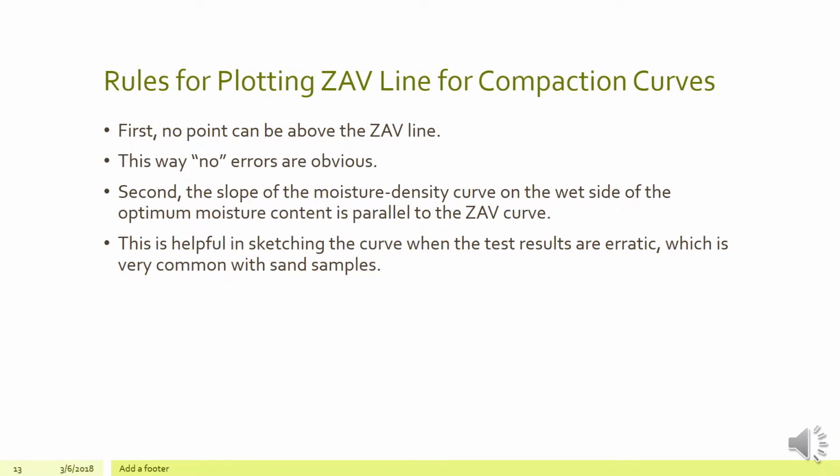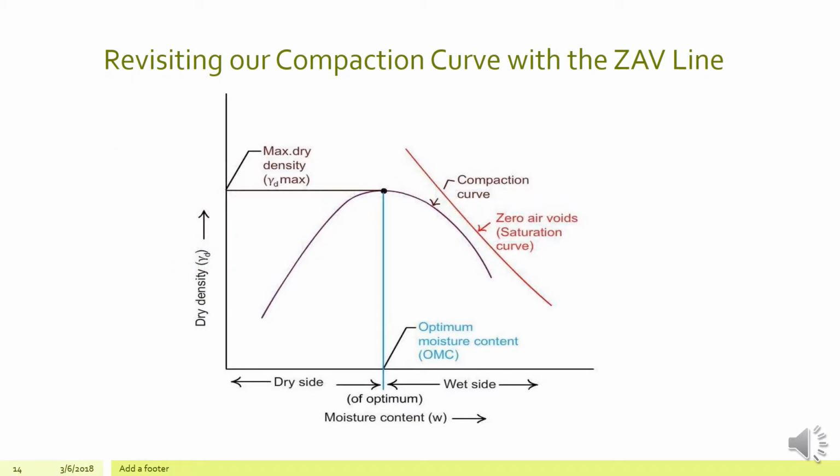And there are rules for plotting the zero air voids line for compaction curves. First, no point can be above the zero air voids line. This way, no errors are obvious. Second, the slope of the moisture density curve on the wet side of the optimum moisture content is parallel to the zero air voids curve. This is helpful in sketching the curve when the test results are erratic, which is very common in sand.